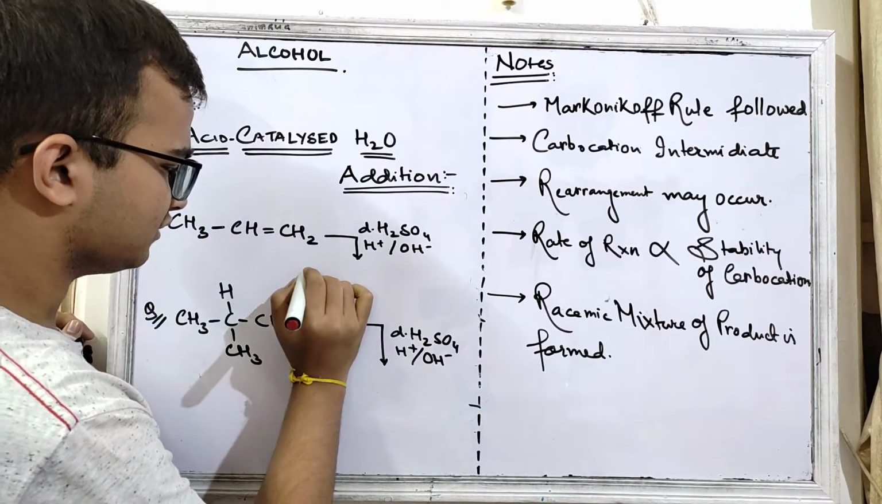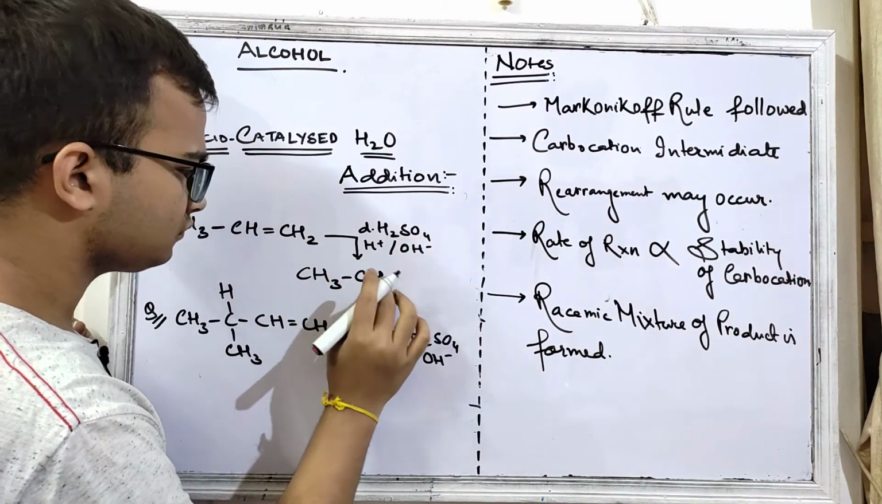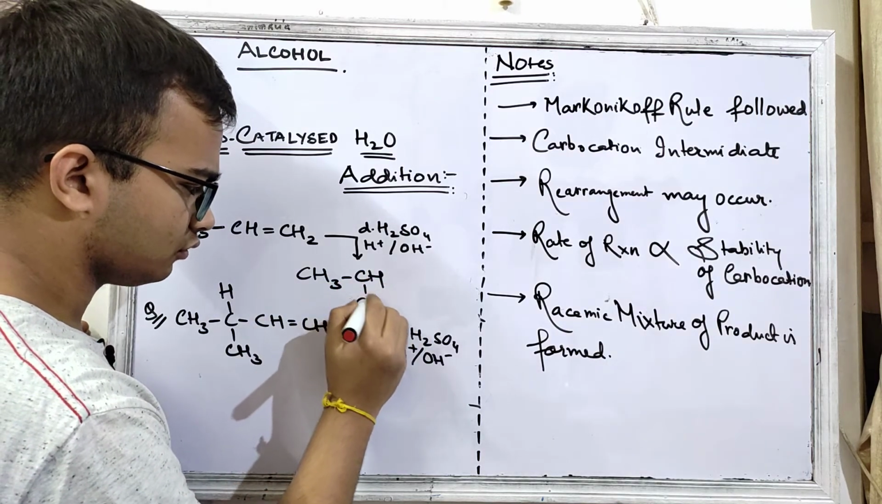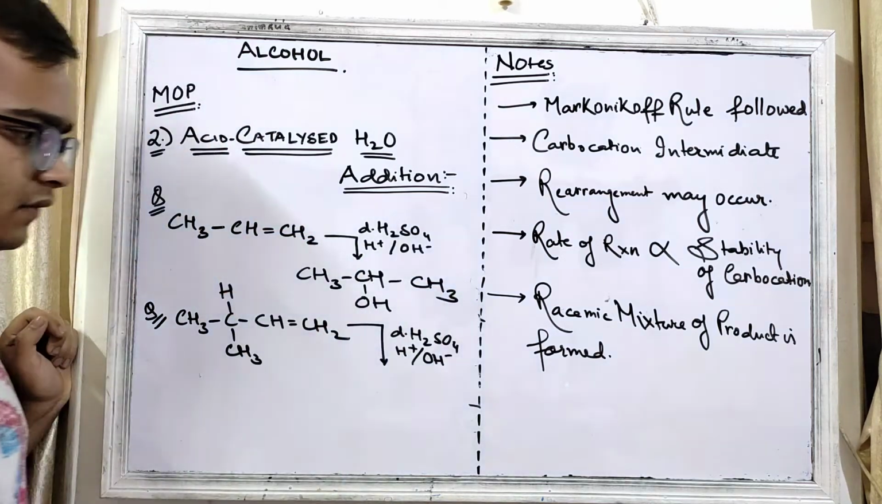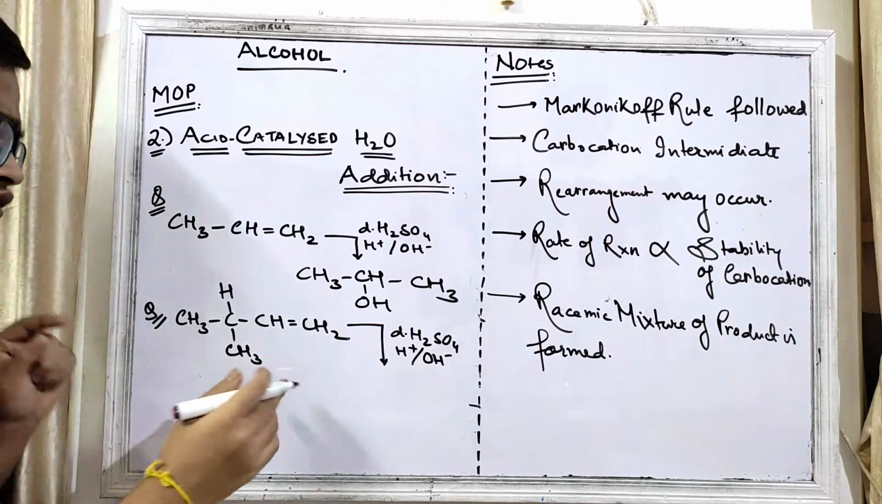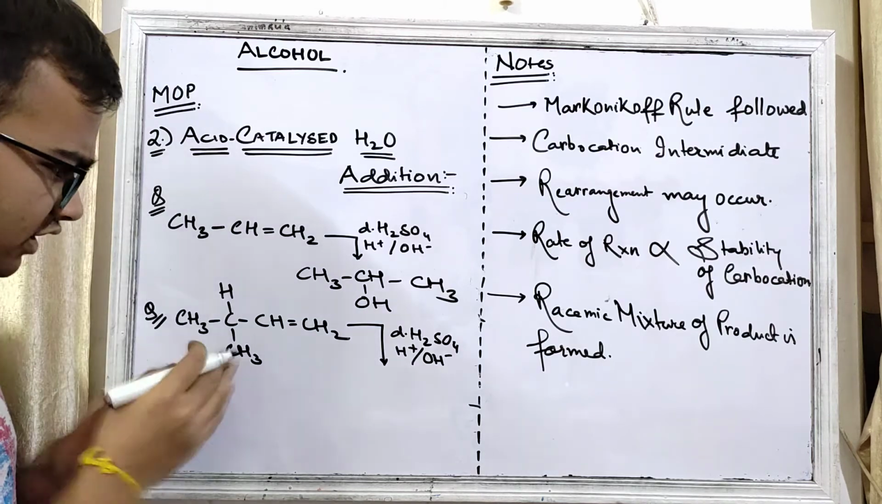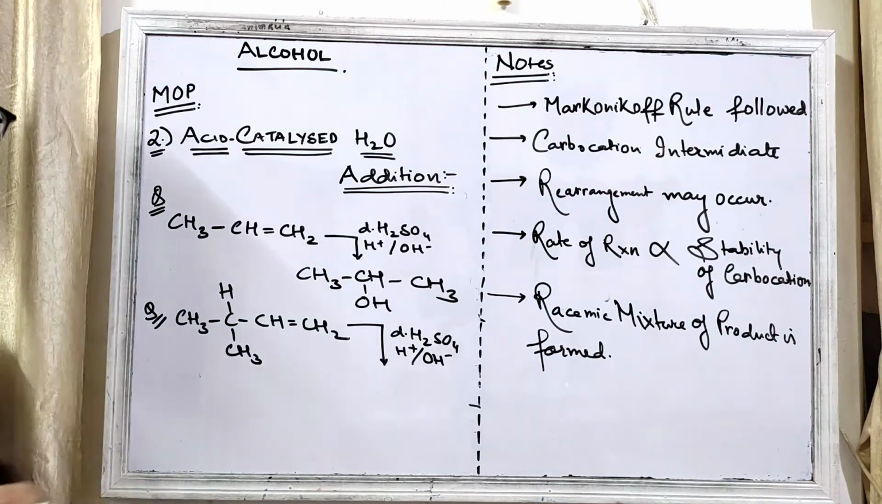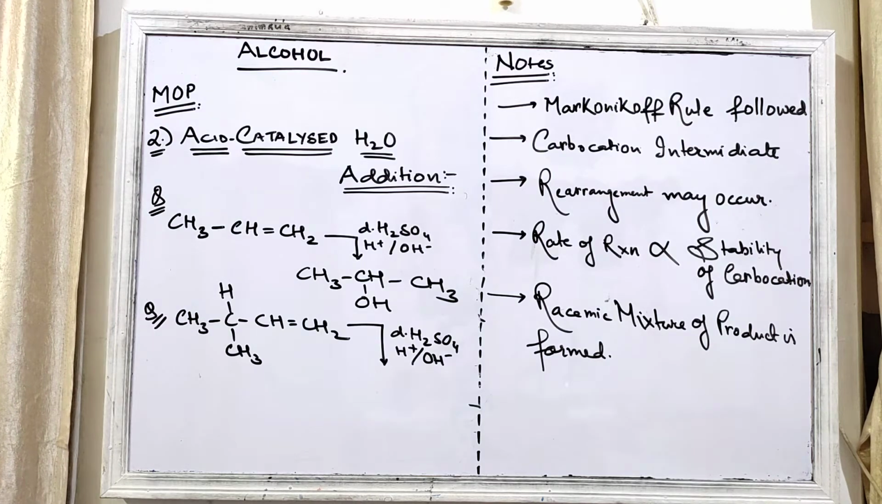So it will be like this: CH3 CH, this will be OH, and this will be CH3, right? Now take your time and do this question. This question is a bit different, I am telling you. So take your time and do this question. Pause the video and do this question. Take your time. Done?